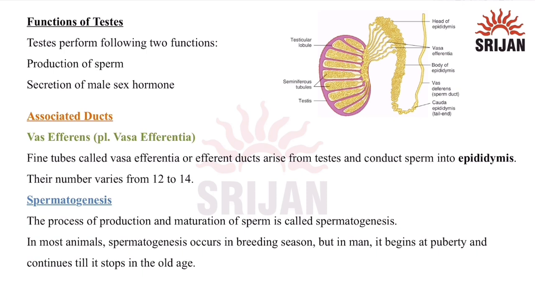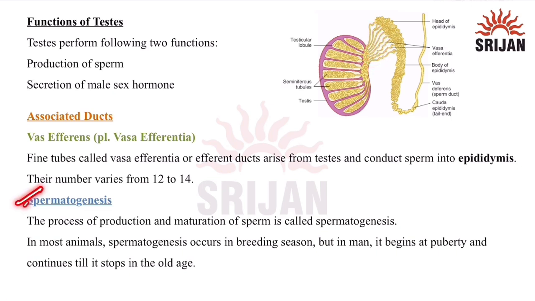Now, associated ducts. First is vasa efferentia. Basically, these are fine tubes, or efferent ducts, which arise from the testis, as you can see. Their function is to conduct the sperm into the epididymis. This is the epididymis. So the function of vasa efferentia is the conduction of sperm from the testis to the epididymis. The number may vary from 12 to 14.